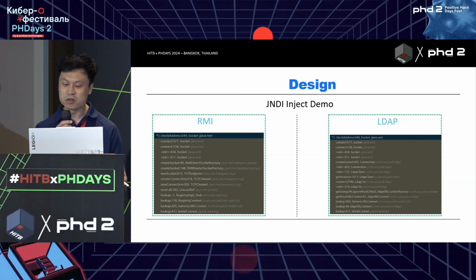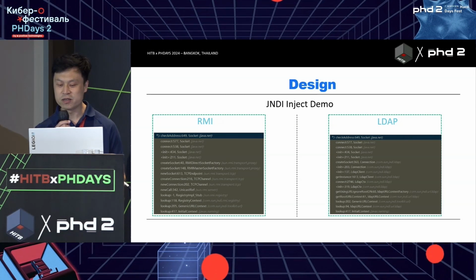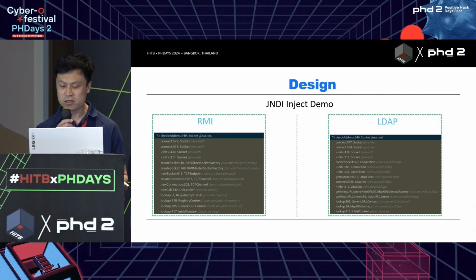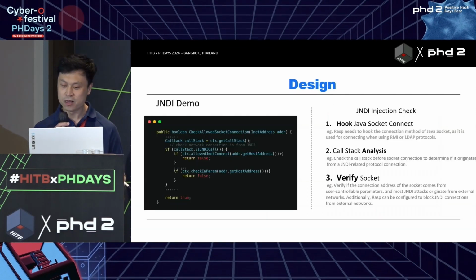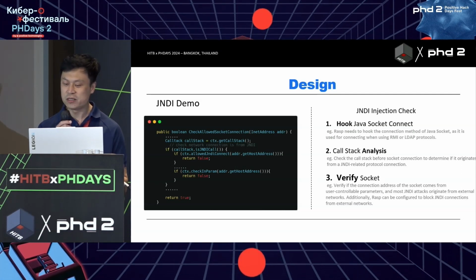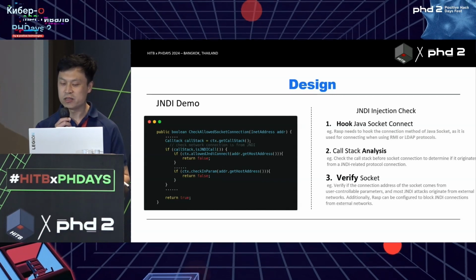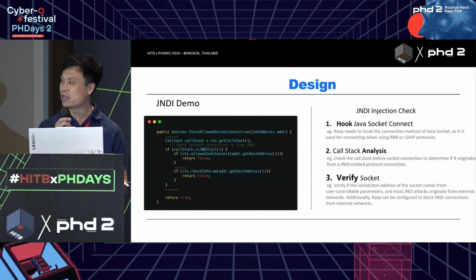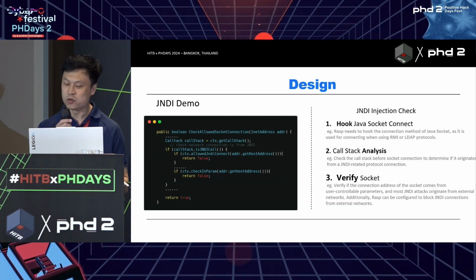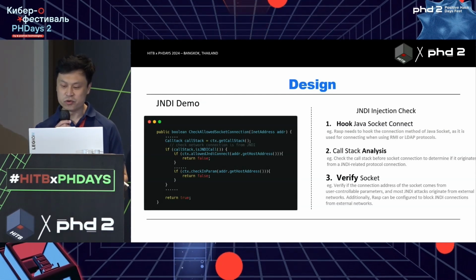First, examine the call stack of the JNDI-related protocols, as they finally involve the socket connect method, since JNDI needs to connect to external servers. So intercepting JNDI injection is also straightforward. After establishing a network connection, we examine whether the call stack of the socket connection originates from the JNDI-related protocols. If so, we inspect the connection address to verify if it originates from the hacker's input.